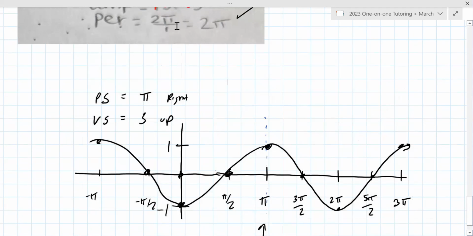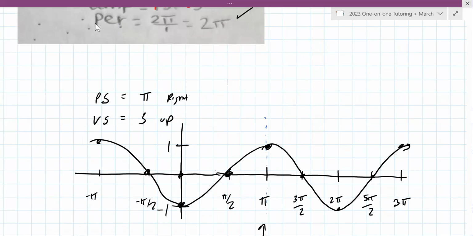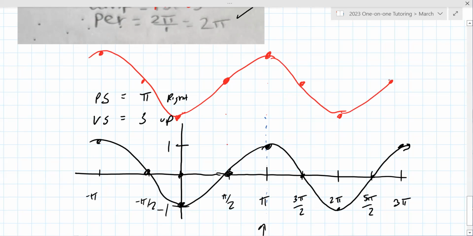Yeah. So we're gonna graph this one. We'll do this in red here. So every point goes up 3. 1, 2, 3, and 1, 2, 3. But it has the same shape. Like that doesn't change. It looks exactly the same. It's just moved up 3, like that. Okay.